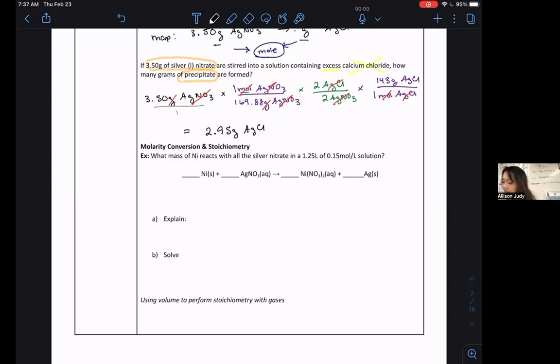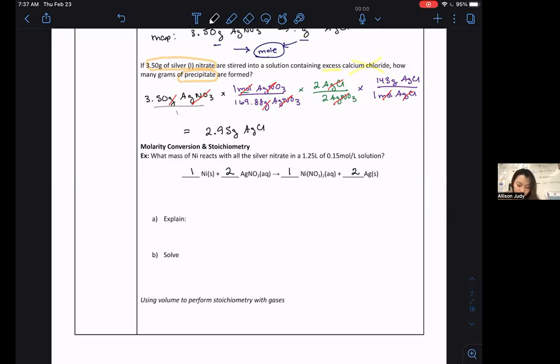What we see is this is a single metal displacement reaction. Nickel is kicking out silver, which means nickel must be more reactive than silver as a metal. So we have to balance, and we find that we need 1 nickel for every 2 AgNO3, which produces 1 nickel nitrate for every 2 Ag solid.